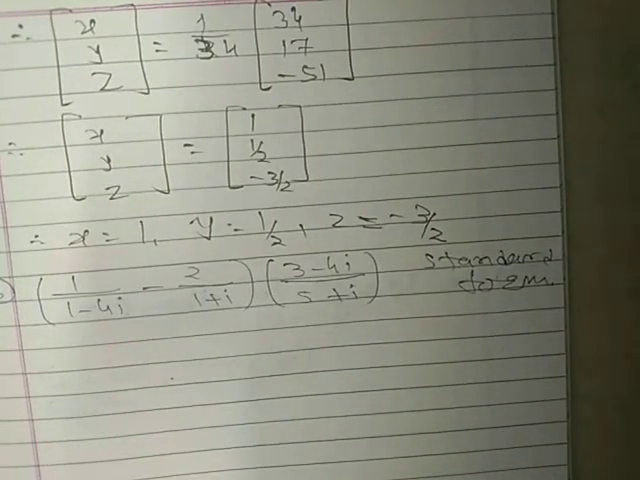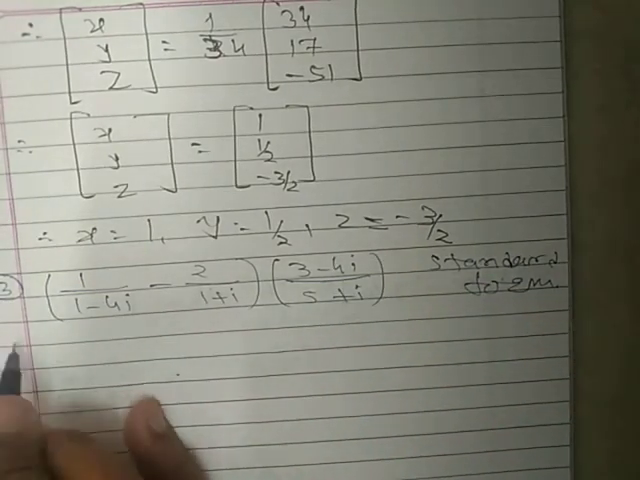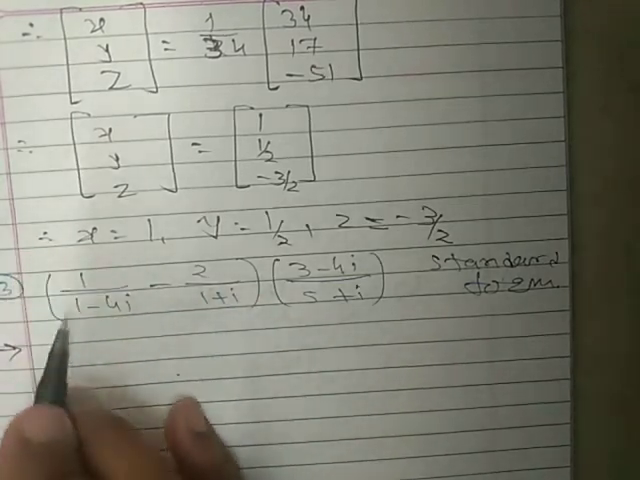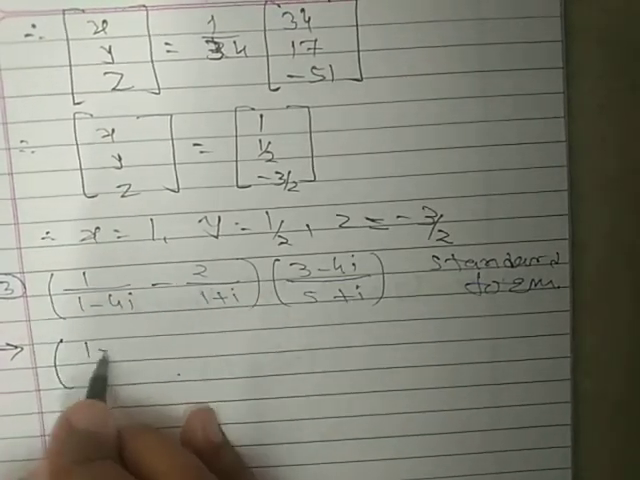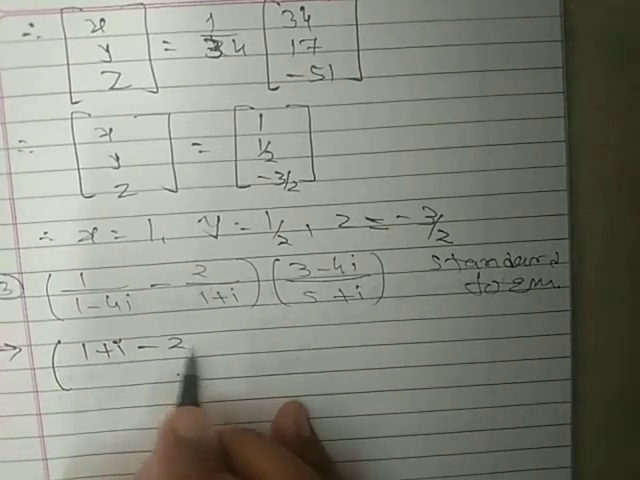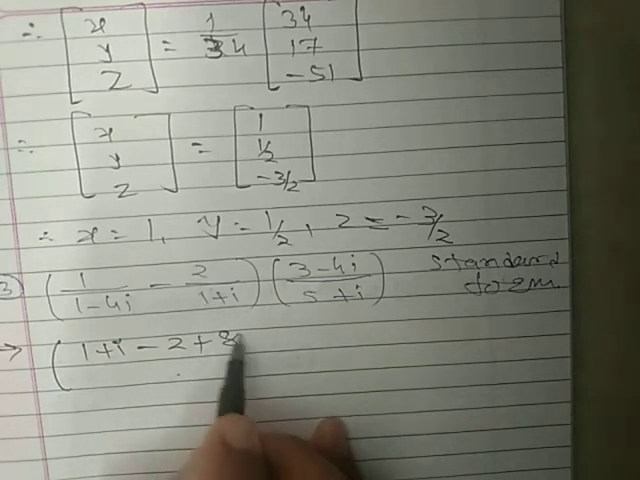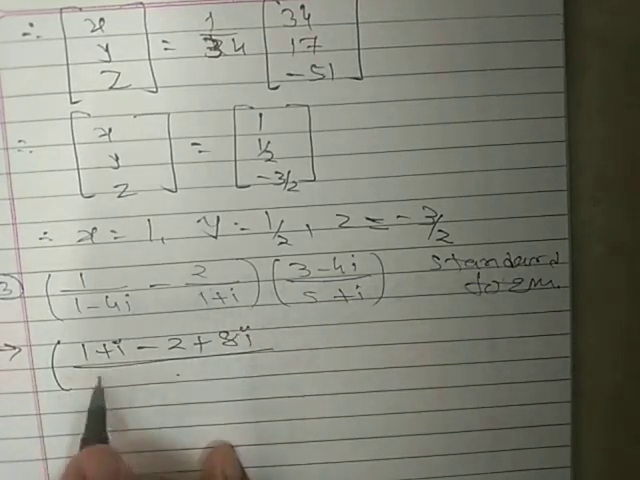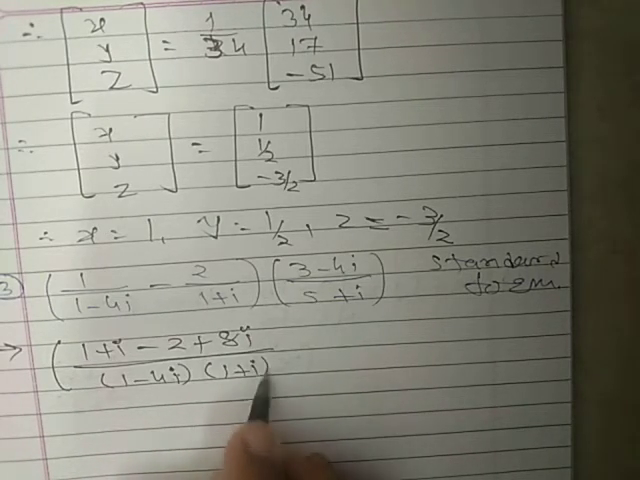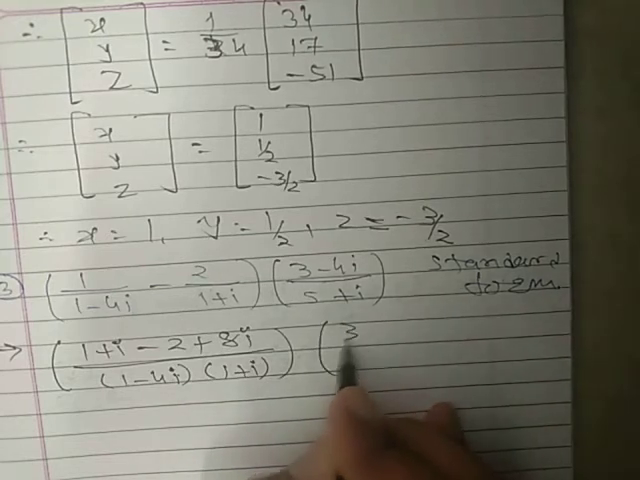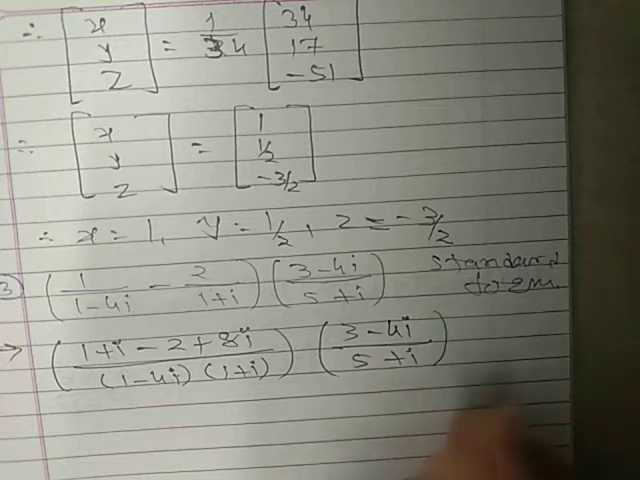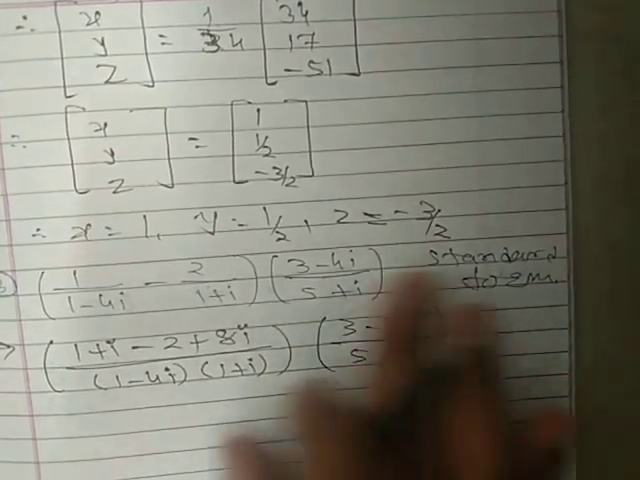Example number 3: convert into standard form. This is given to us. Okay, let's do cross multiplication. Product between 1 plus i and minus 2 plus 8i gives 1 minus 4i, 1 plus i, over 3 minus 4i, 5 plus i. Don't disturb this part.